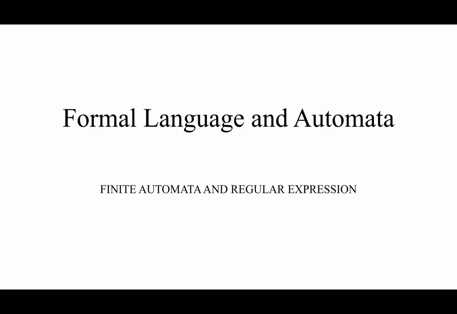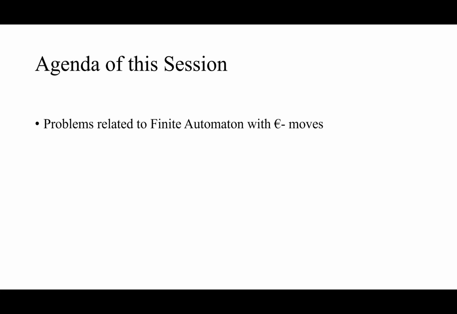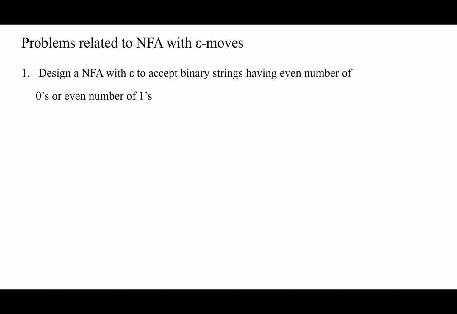In this video, we are going to see the problem which is related to the finite automata with the epsilon move. Okay, so the first example we have taken: design the NFA with epsilon to accept the binary string having even number of zeros or an even number of ones. So first we will see what are the possible inputs.